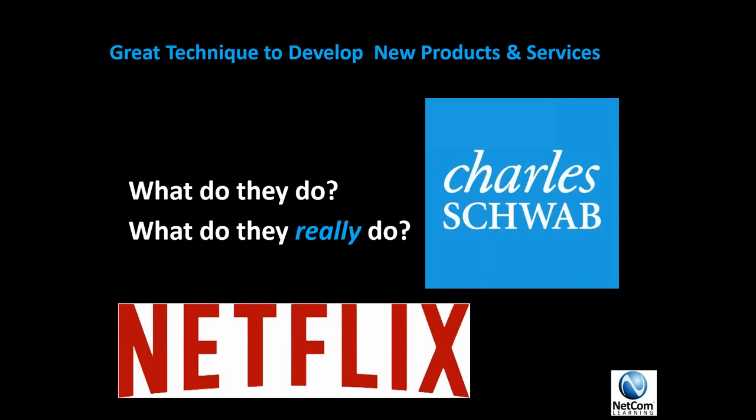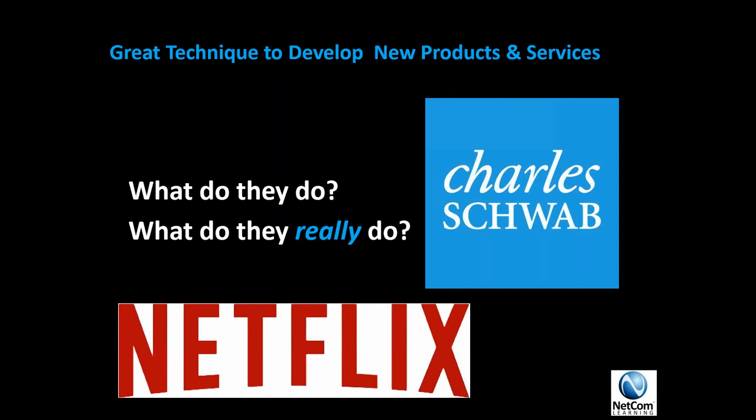Now, we have a great technique to develop new products and services. Look at what a company does and then ask the question of your staff, well, what do we really do? So Charles Schwab, for example, could say we have 40% of the brokerage account markets in America. But they could define their business more broadly and say, well, actually, it's true, we have 40% of the brokerage account market, but we also handle 1% of the wealth in America. Just by defining their business more broadly, they're able to come up with products and services that they might not have thought of if they simply define their business in a more narrow traditional way.